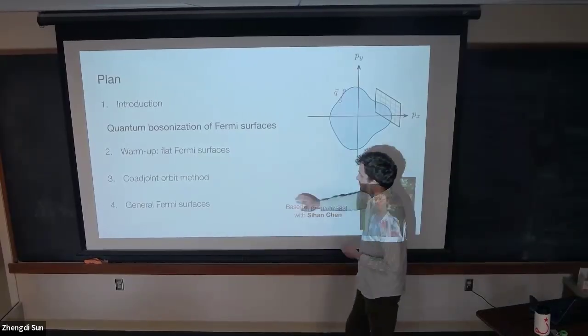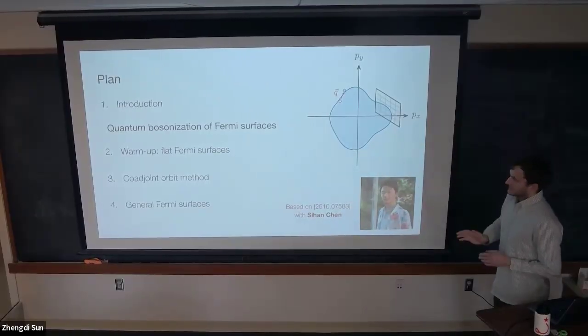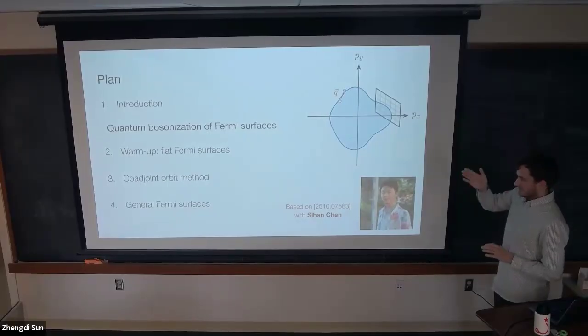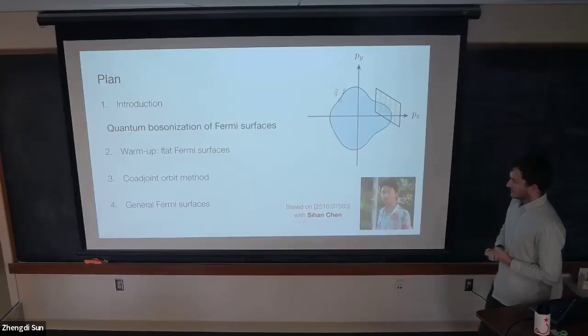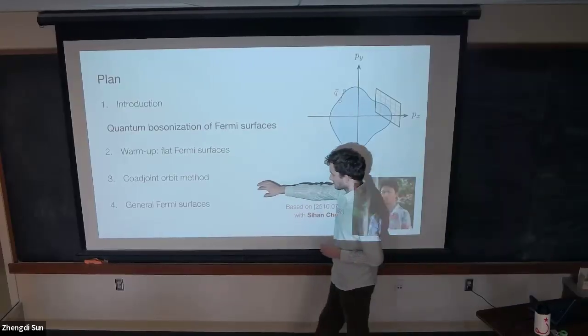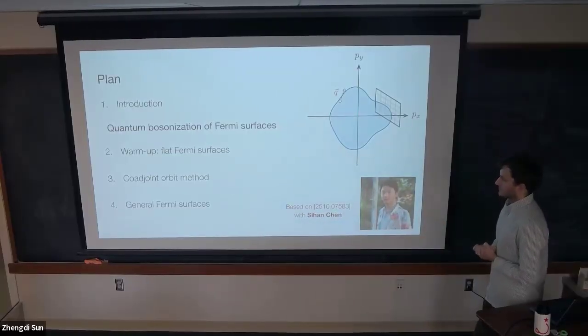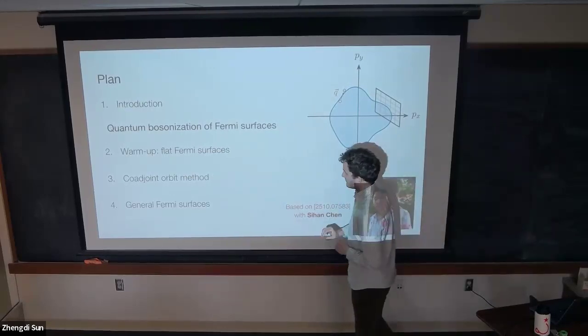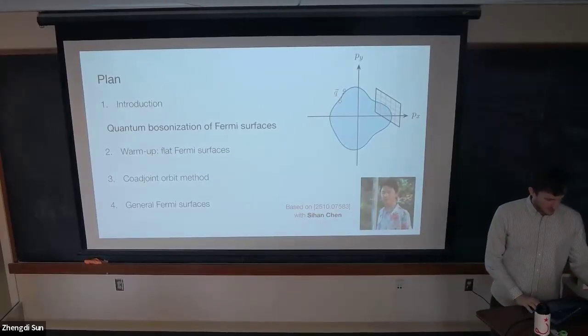As a warm-up, we'll start by thinking about flat Fermi surfaces. This is actually much simpler because effectively, as you'll see, it's a one-dimensional problem, a 1+1 dimensional problem, and we know how to do bosonization in 1+1D. Then I'll present this coadjoint orbit method that we developed to build these Fermi liquid effective field theories, which will allow us to easily generalize and finally study general Fermi surfaces. So that's the general plan. Are there questions before we dive into it?